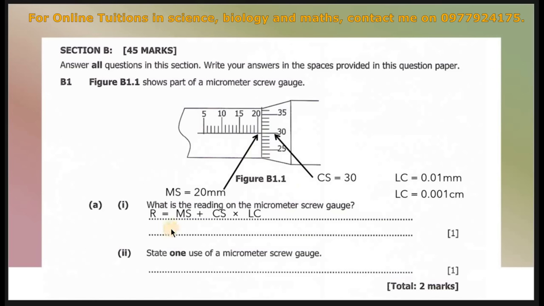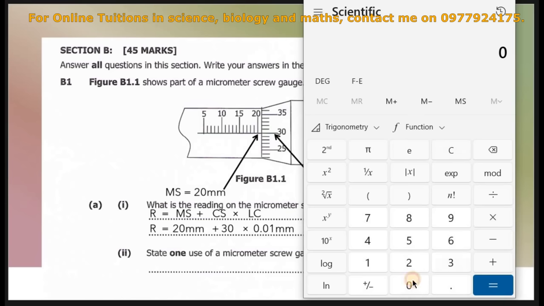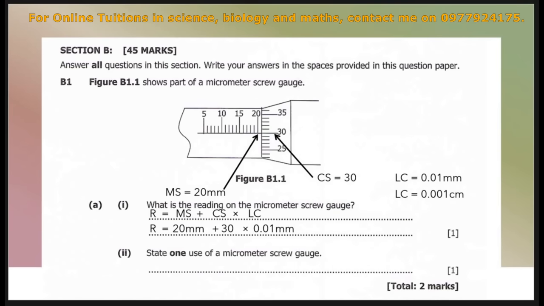Then begin substituting. So you say reading is equal to MS, which is 20, plus circular scale, which is 30, times least count, which is 0.01 millimeters. Then you multiply everything there. Now, remember you are following BODMAS. So 30 first times 0.01, this one here, 30 times this one. You get that, then you add plus 20. What do you get? 20.3. So your answer will be: reading is equal to 20.3 millimeters. So that is the reading shown here.